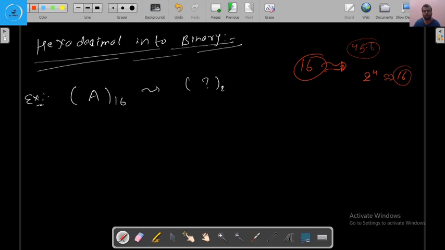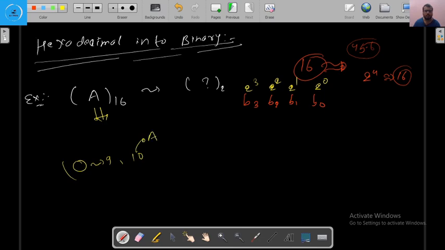So there will be 4 bits, that is b3, b2, b1 and b0. And we are also going to see the weightage. This weightage is 2 to power 0 because it is binary and its radix is 2 if we are converting into binary, and this is 2 to power 1, this is 2 to power 2, and this is 2 to power 3. Then in hexadecimal we write 0 to 9, and then A for 10, B for 11.